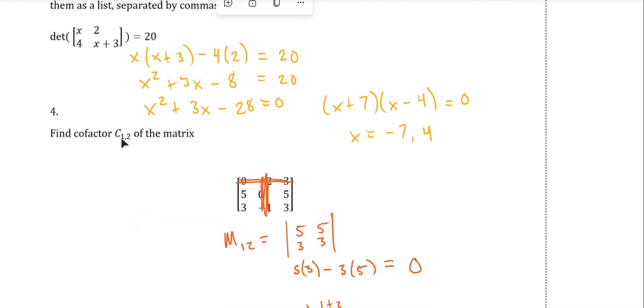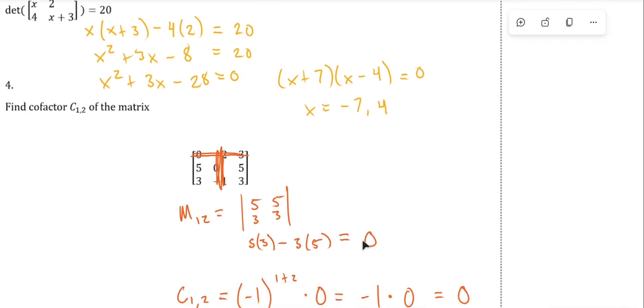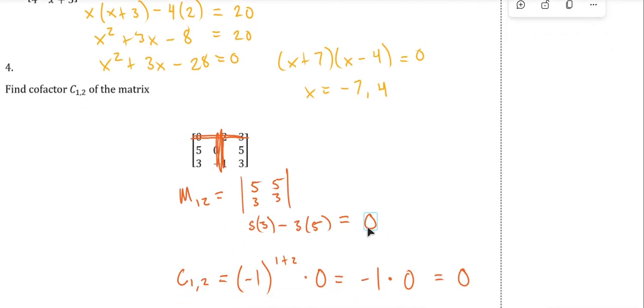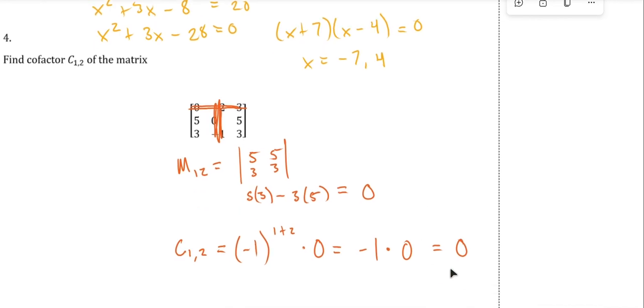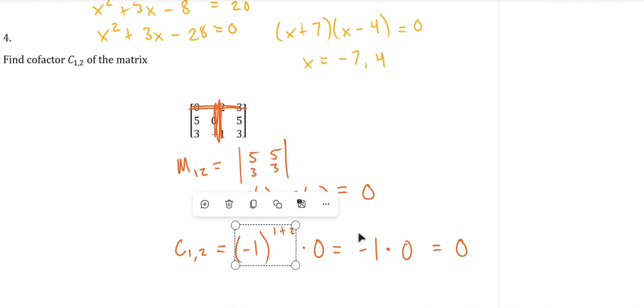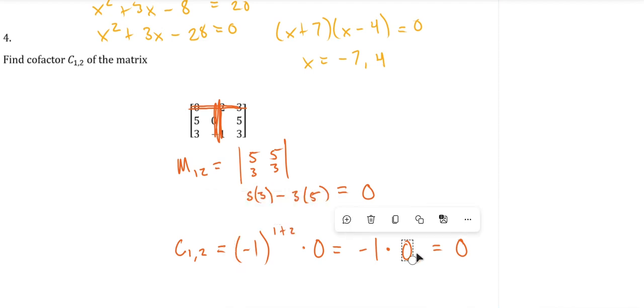Question 4 asks for the cofactor 1, 2. So we delete the first row, second column to get the following minor. Now this minor turns out to be 0 because we have repeated rows. That means that the cofactor is also going to be 0, but we should get into the habit of plugging in these two numbers, 1 and 2, into the exponent of -1. That's an odd, so this is a -1, and that means we get 0 overall when we multiply it out.